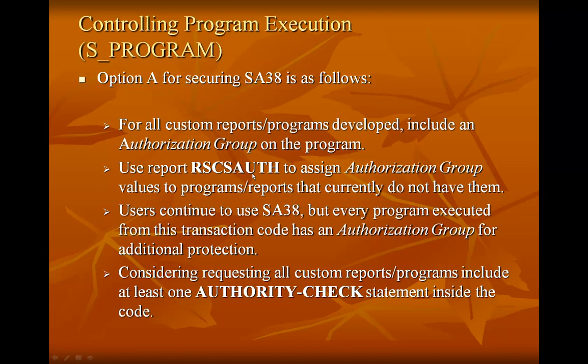Now, using RSCSAUTH, you can assign groups to programs. You can change the authorization group, meaning if a program is assigned to XYZ group, you can modify it to ABC group. And users continue to use SA38, but every program executed from this transaction code has an authorization group for additional protection. So you have to use that in the attributes field.